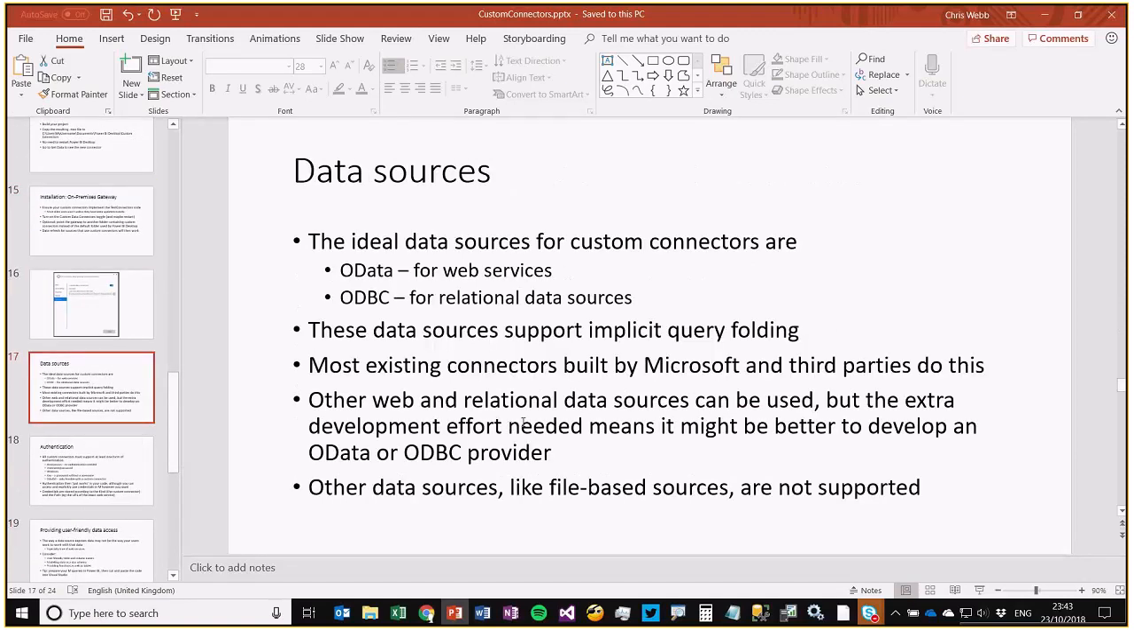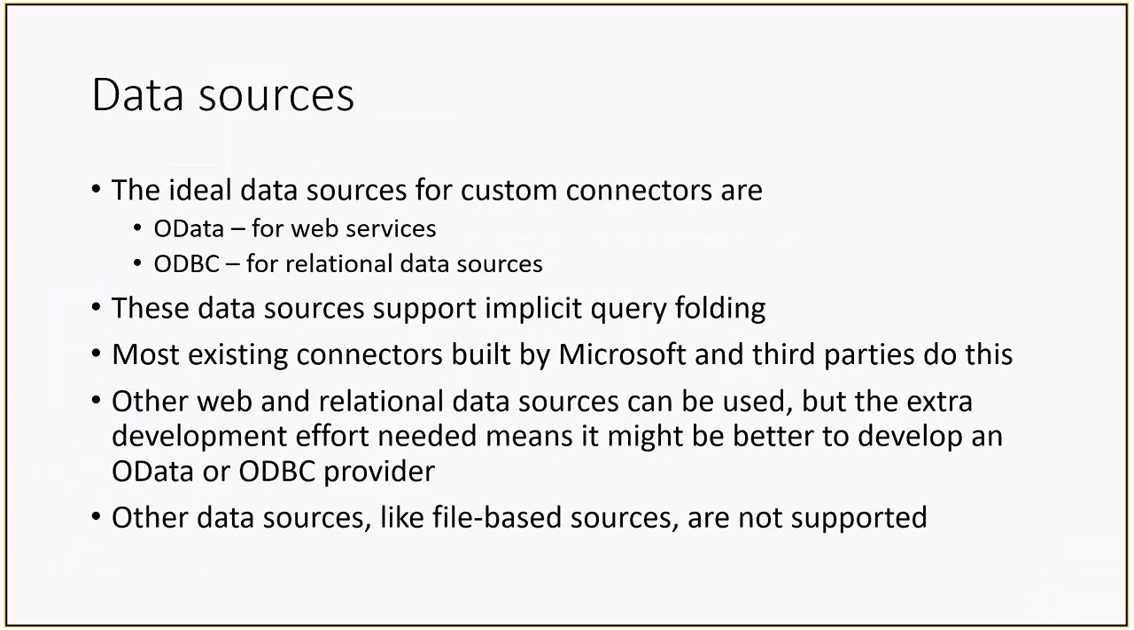So let's talk a little bit more about this. First of all, in terms of the code you need to connect to your data sources, this is, like I said, where you're going to spend the vast majority of your time, because this is the most complicated thing to do. Now, the recommendation from Microsoft is that if you're building a custom connector, the ideal data sources to use are OData data sources if you've got a web service, or ODBC data sources if you've got a relational data source. Other data sources, unfortunately, like file-based data sources, are not supported, so these are really your two options: web services and database type data sources.